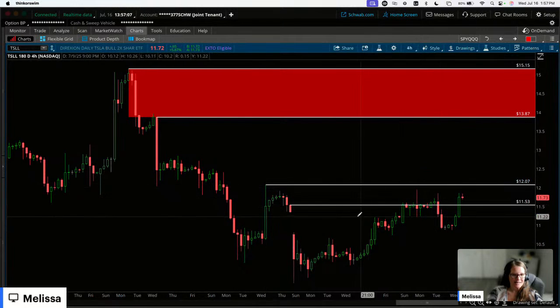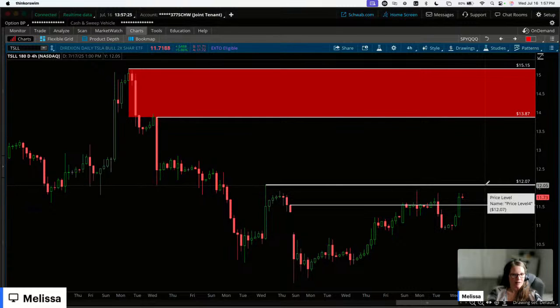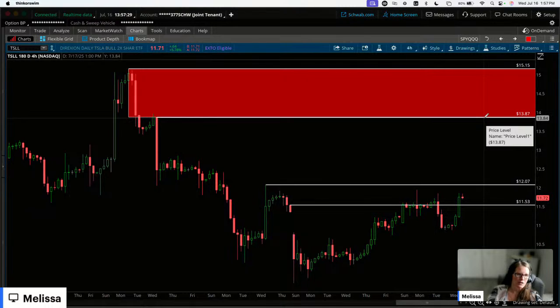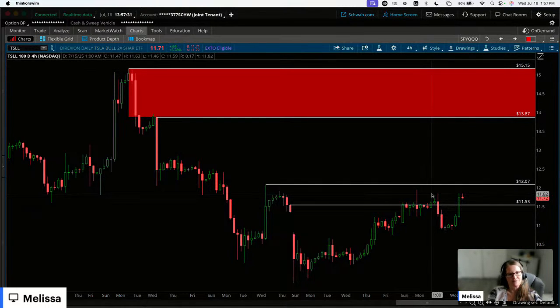And that's why TSLL all week has come up to this 11.50 to $12 range, and it's pulled back and pulled back. Once these unfilled sell orders are finally filled, that's when I believe TSLL can continue on its way to this 13.87 by 15.15 target.